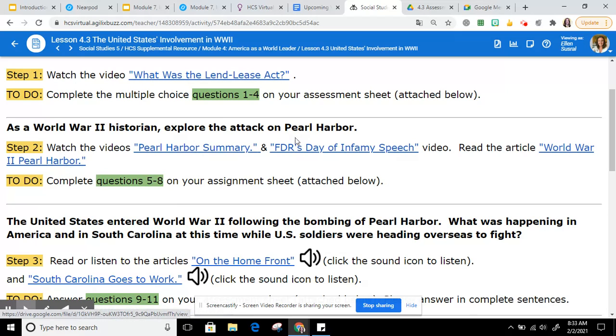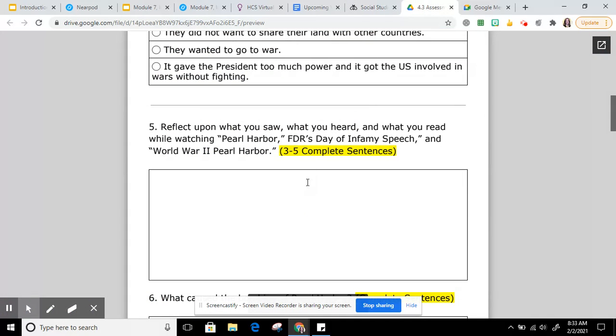So you're going to watch these 2 videos, Pearl Harbor summary, FDR's Day of Infamy speech, and you're going to read this article, World War II Pearl Harbor. And then you're going to go to your activity sheet or your assignment sheet, and you're going to answer questions 5 through 8. So let's go take a look at 5 through 8.